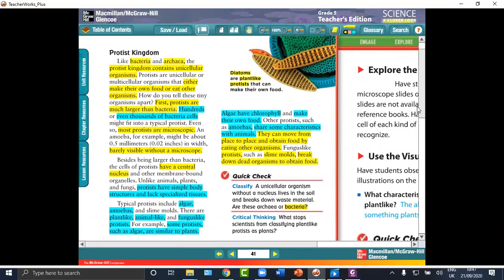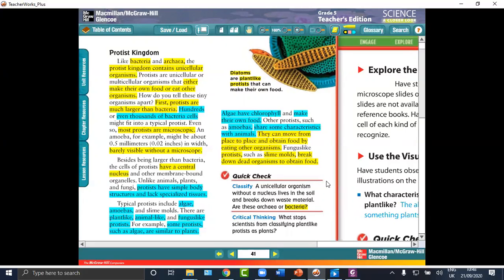Protist kingdom. Bacteria and archaea. It has some properties of plants and others from animals. There are a lot of numbers, maybe 100, 1000. Bacteria have no central nucleus. Protists have simple body structures. They lack tissues. Algae have chlorophyll. The amoeba is similar to animals. It can move from place to place to obtain food by eating other organisms. Fungus-like protists like slime molds break down dead organisms to obtain food.